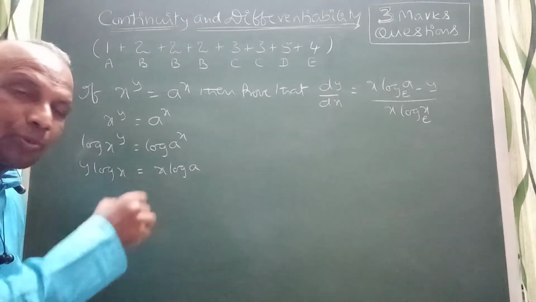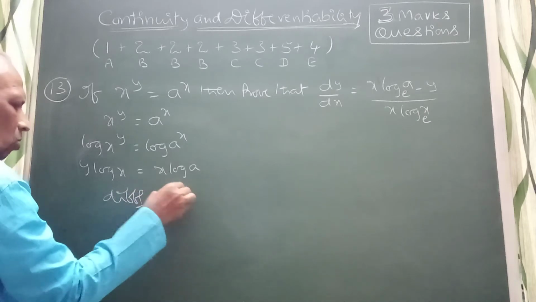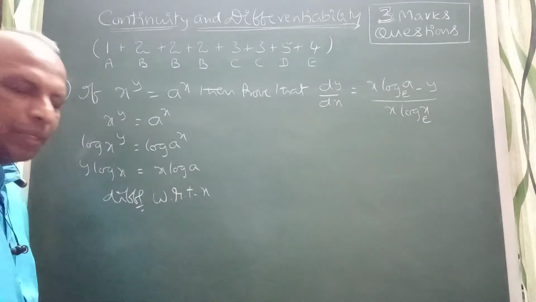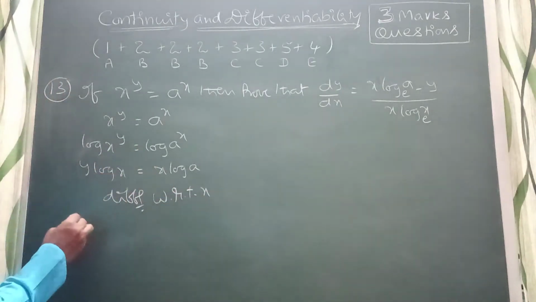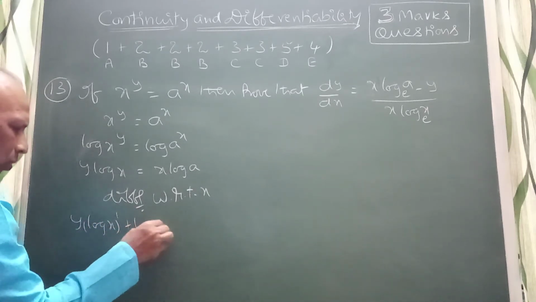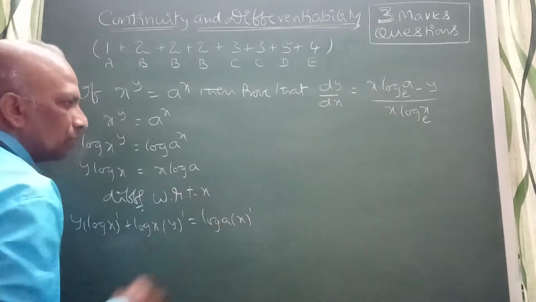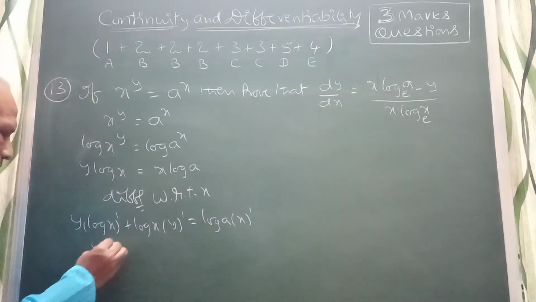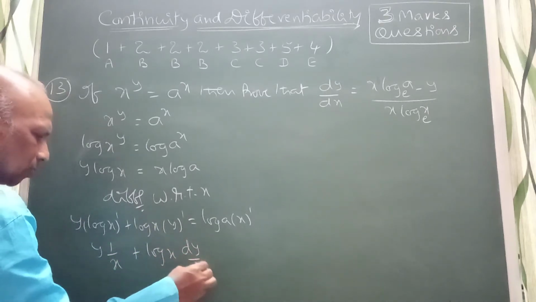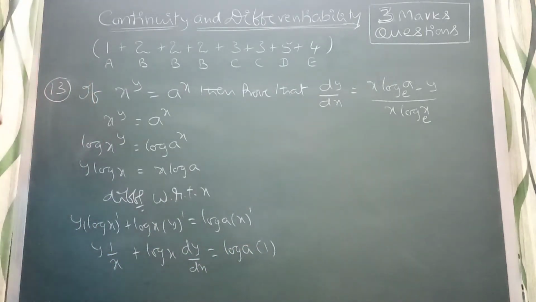Now differentiating with respect to x. Why? Because we want dy by dx. Differentiating with respect to x, using the product rule: y into derivative of log x plus log x into derivative of y, equal to log a into derivative of x. Now y into derivative of log x is 1 by x, log x times derivative of y is dy by dx, and log a into derivative of x is 1.